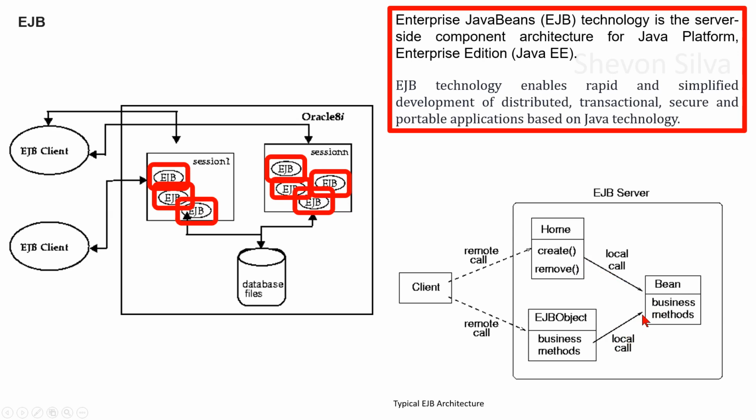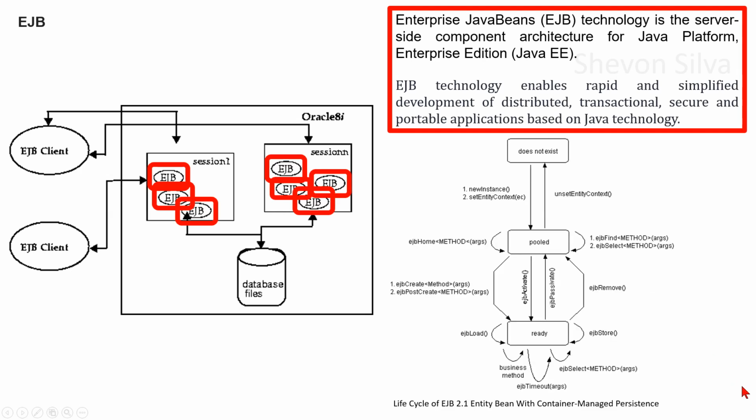Here you can see a life cycle of EJB 2.1 entity bean with container managed persistence. An entity bean is an EJB 2.1 enterprise bean component that manages persistent data, performs complex business logic, potentially uses several dependent Java objects, and can be uniquely identified by a primary key. This figure shows the EJB 2.1 CMP entity bean life cycle.